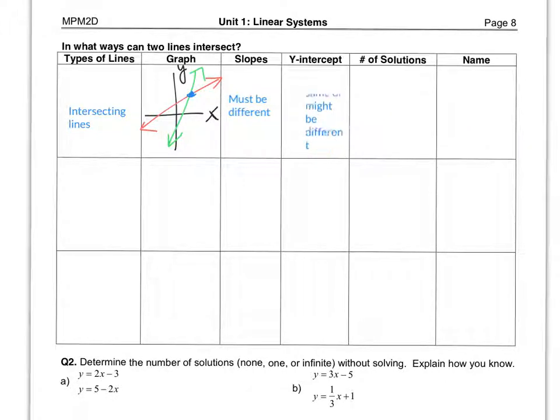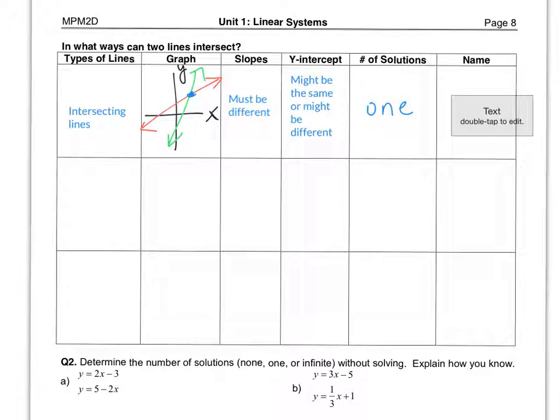See if I can get that to fit a little bit better here. Might be the same or might be different. In this case, the number of solutions is that there is exactly one solution here. And there is a fancy name for this. I'm not going to test you on this. I don't believe that you really need to know this, but this kind of system is called a consistent independent system. We don't test that. I'd rather you know that those two lines intersect each other.